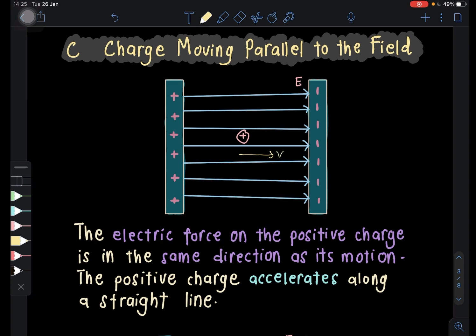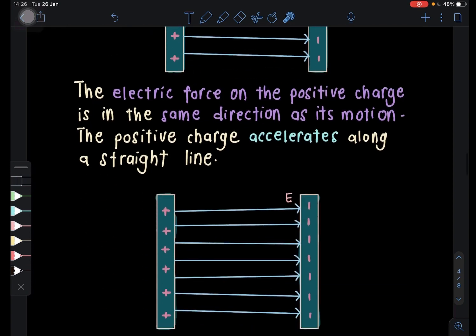So when the motion is parallel to the electric field, what happens is when we put the positive charge, the force will be attracted to the negative plate. Meaning that here the electric force on the positive charge is in the same direction as the motion, towards negative. So this positive charge will accelerate along a straight line.